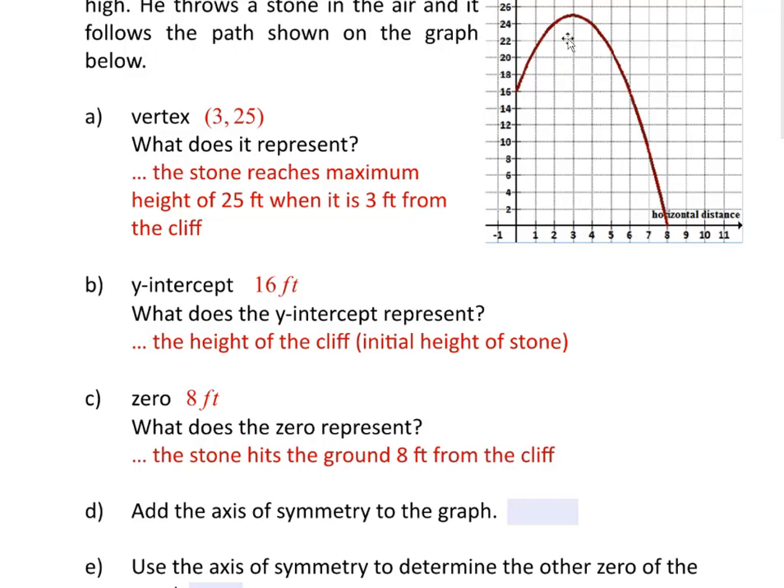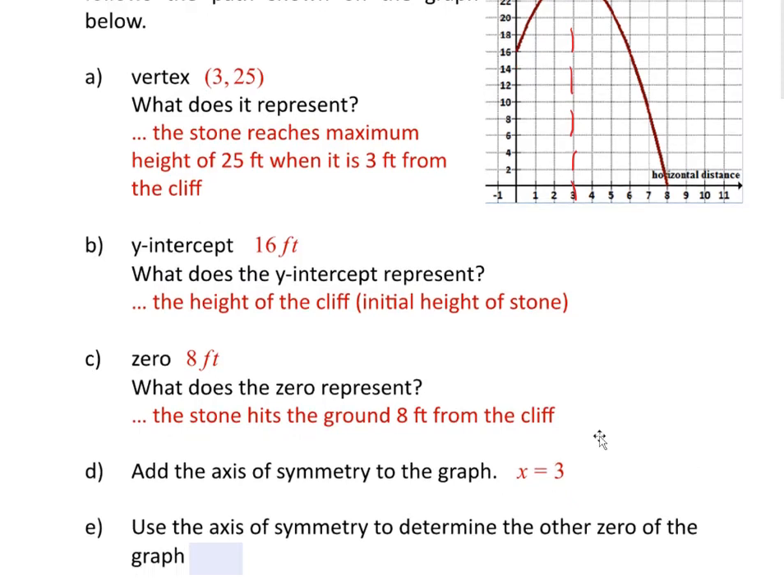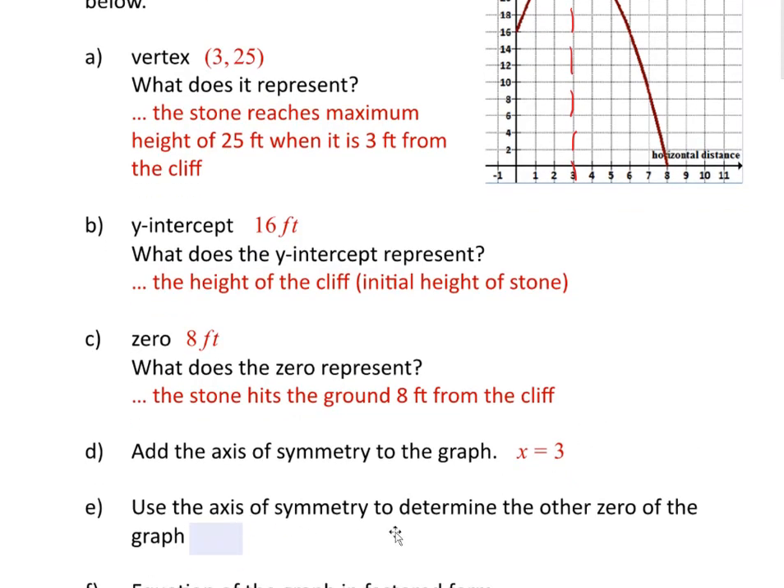The axis of symmetry, we're going to add that to the graph here. I'm just going to do a dashed line, and it would continue upwards. And that is going to be x equals 3, because 3 is the x value of our vertex up here. So we know x equals 3. Use the axis of symmetry to find the other 0 on the graph.